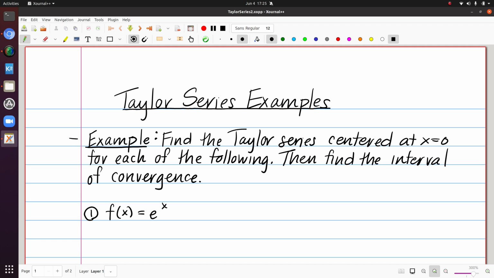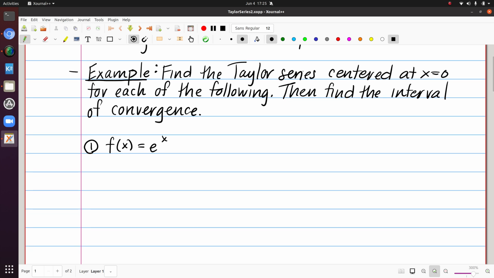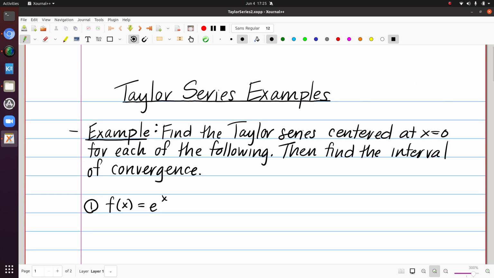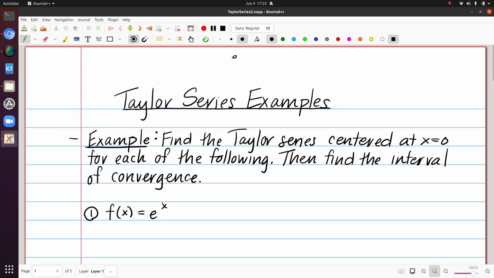The key thing, though, is the practice that we're going to get and the process of how I find the coefficients and then get into the pattern so that I can put it into sigma notation. So for the function e to the x, again, just as a reminder, our formula is, because each of these are centered at 0, we're having terms that are the kth derivative of f at 0 divided by k factorial times x minus 0, or x to the k.